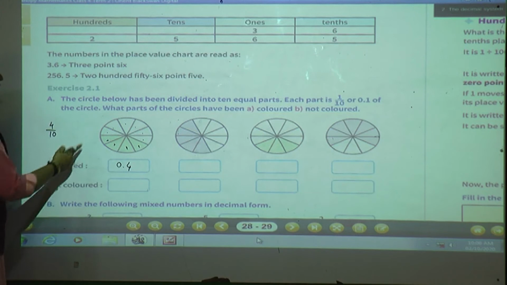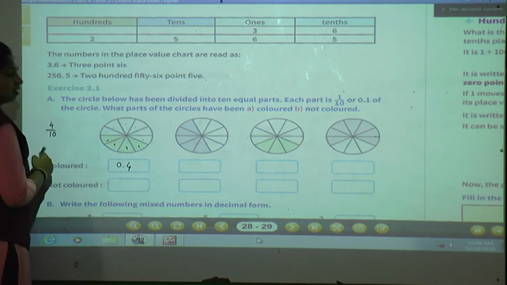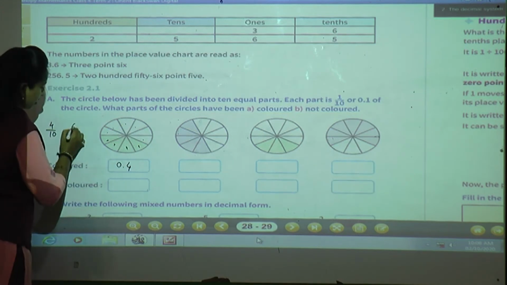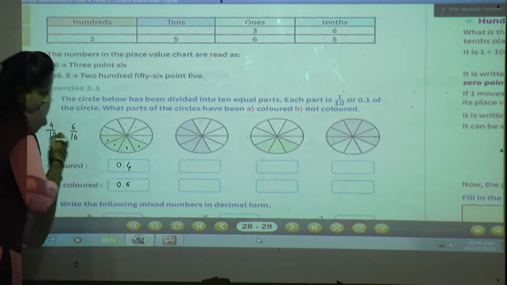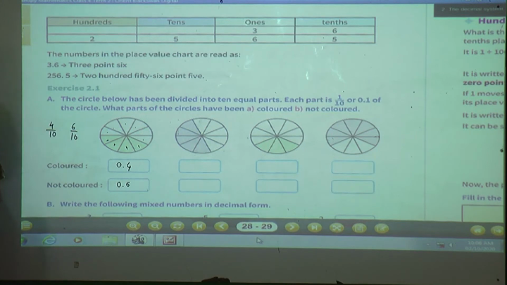0.4. And how many parts are not colored? 6. 6 upon 10 means 0.6. Are you getting? Yes. See what I have done?